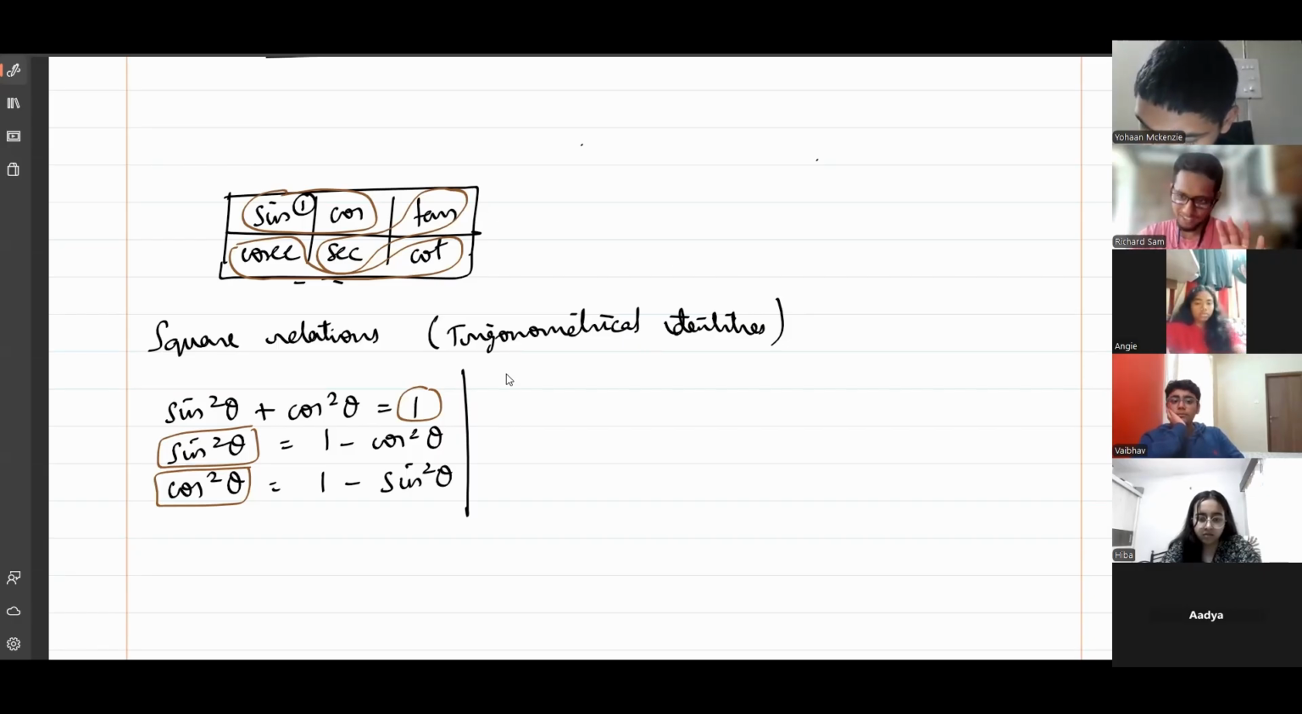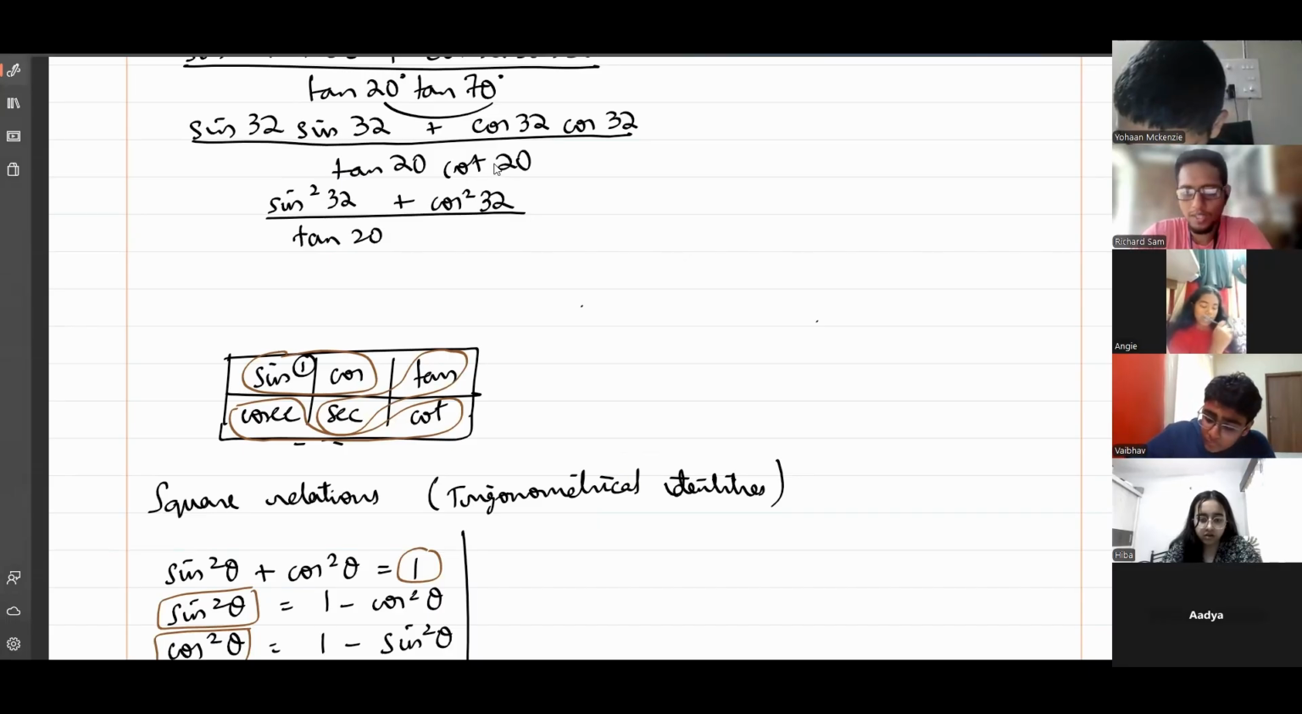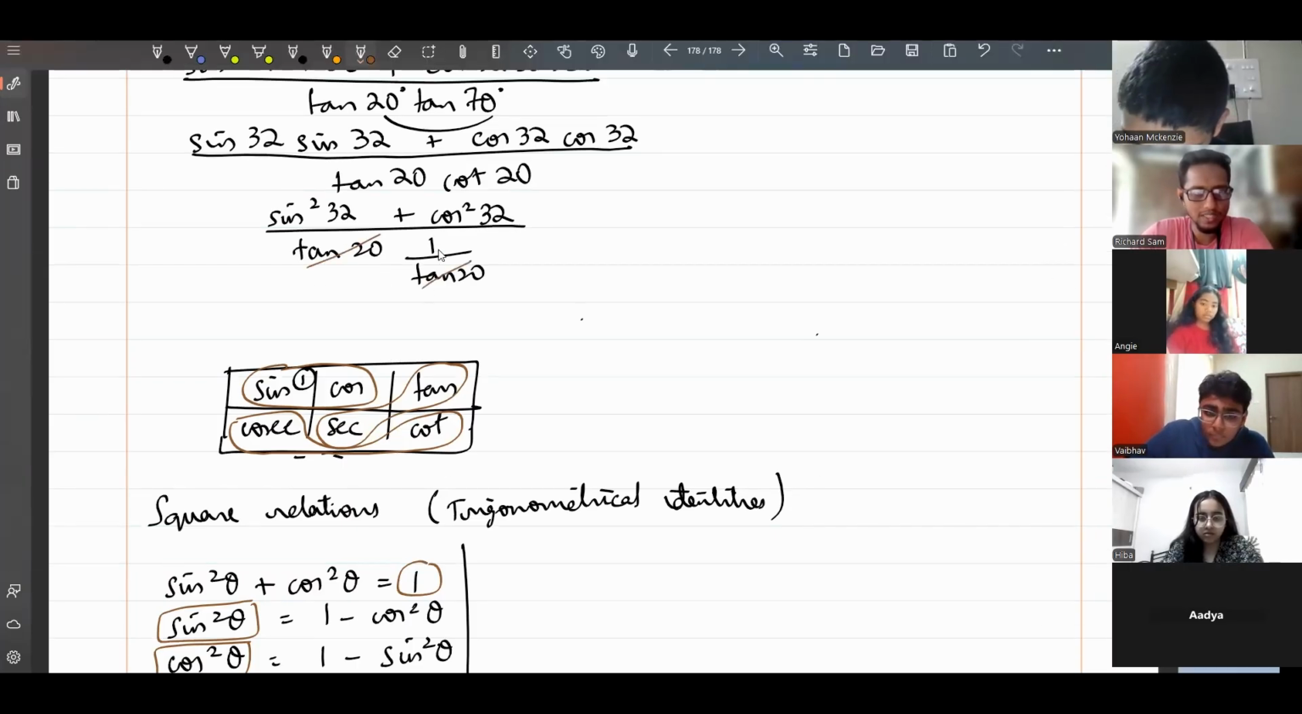Okay, let's go back to our question and finish it off before seeing the remaining identities. The first identity that we saw was sine square theta plus cos square theta can be written as 1, so we can apply that over here. Let me write the denominators. Denominator tan 20 and cot 20, we can't do anything directly. But cot and tan are reciprocals, so cot 20 can be written as 1 upon tan 20. That helps us cut it out. We can cut the tan 20 and the tan 20.